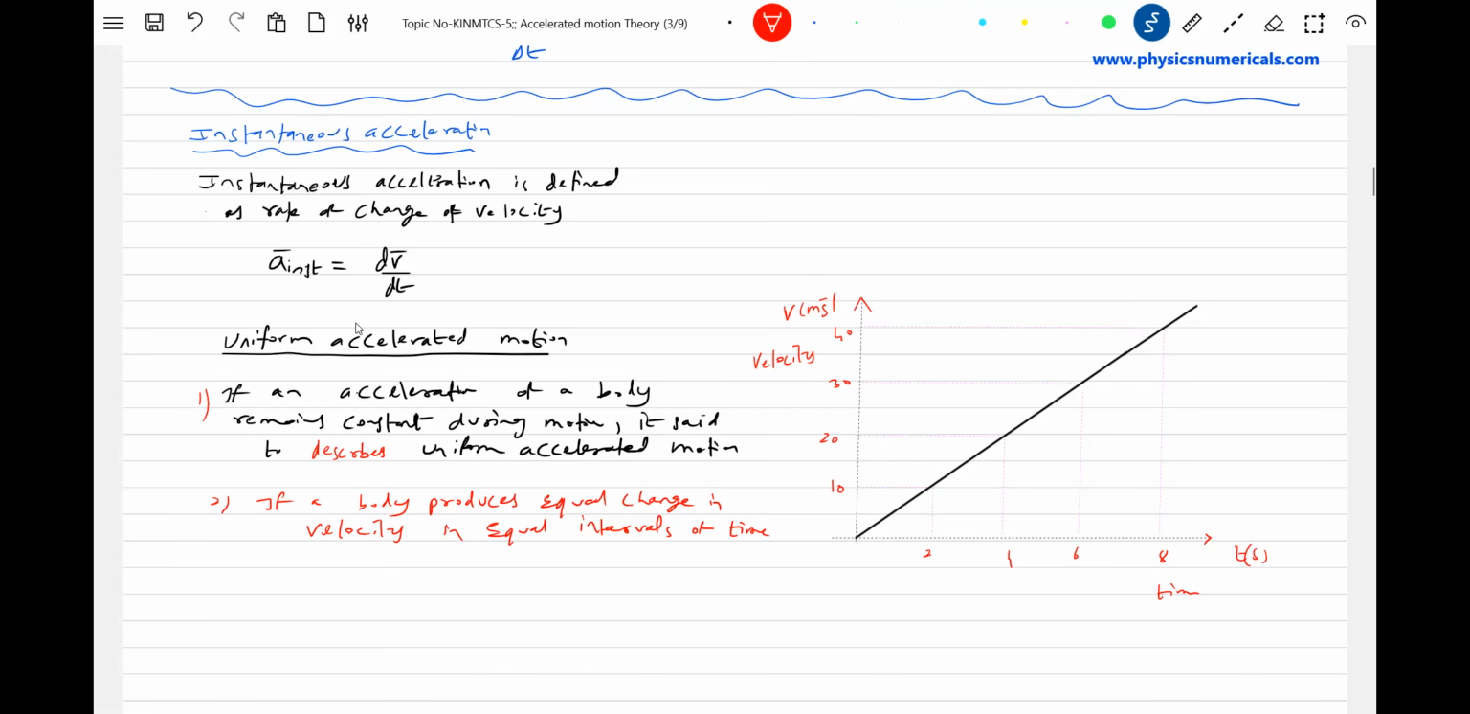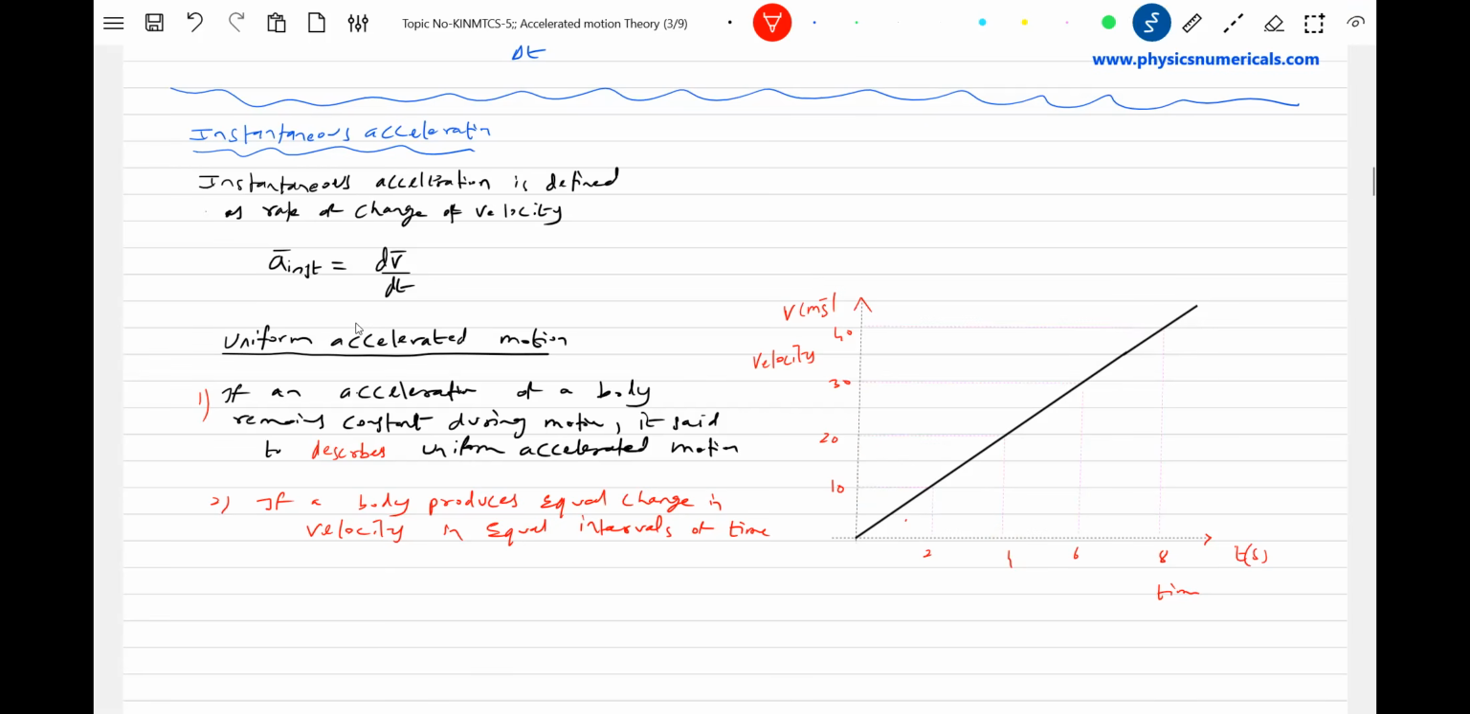The body is said to describe uniform accelerated motion. I think you can see the particular equal intervals. So what are the equal intervals? You can see this. In the first 2 seconds, the velocity will increase from 0 to 10. In the next 2 seconds, again 10 to 20.